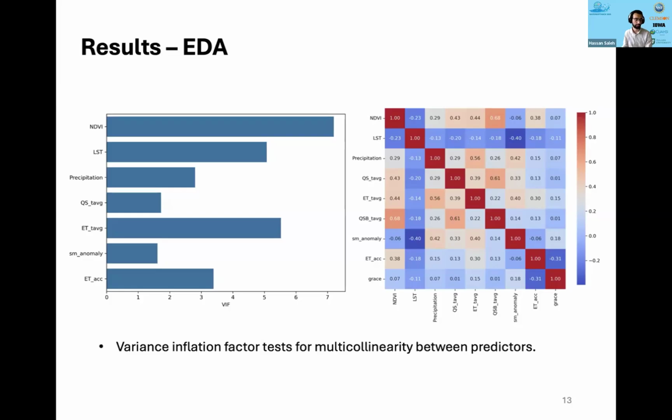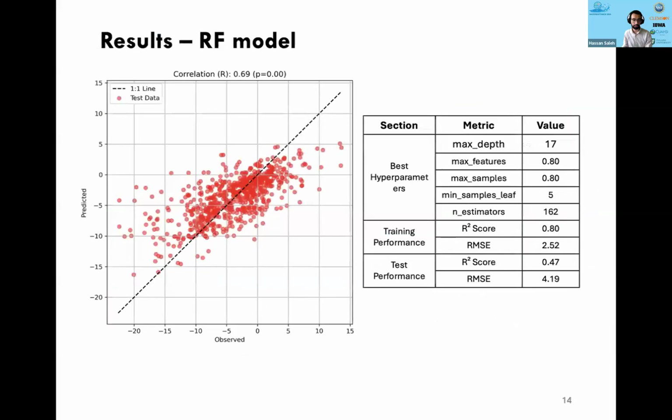So first, the variance inflation test to see if there is multicollinearity in the predictors, and then we can take some of the predictors out, because initially we had the predictors and we also estimated the cumulative changes in the predictors, for example, in evapotranspiration and the precipitation and so on. And we wanted to keep them below 10, which is the threshold for when you have high multicollinearity.